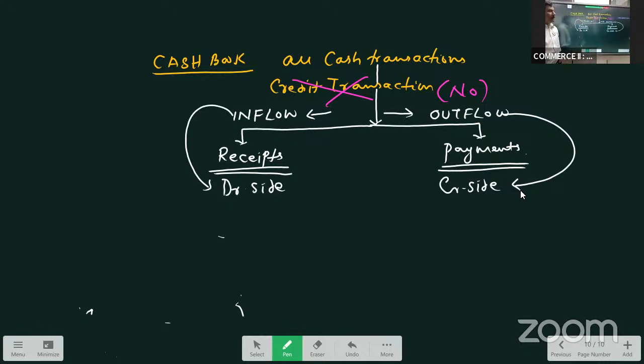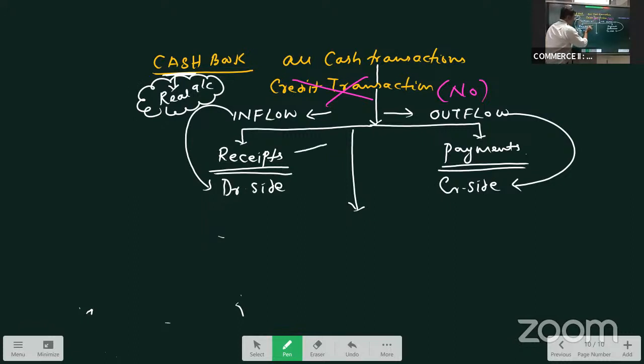Sir, ये तो real account का principle है. This is a rule of real account. Yes, you are correct. This is a rule of real account because cash is a property. Cash is an asset. So this falls under the real account category, so we apply the same rule here.